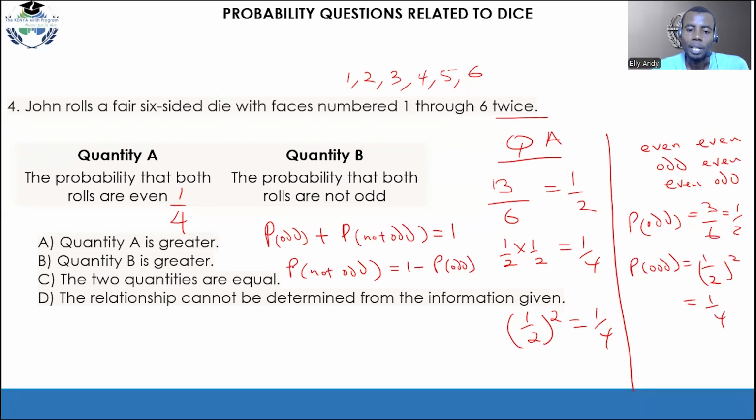But our question requires the probability that both are not odd. So that would be P(not odd) would be 1 minus the probability of getting odd that we have calculated here as a quarter. So the probability that both are not odd would be 3/4. So our quantity B is 3/4. So you can see how the complement rule really simplifies things down. So in this case, our answer is quantity B is greater.